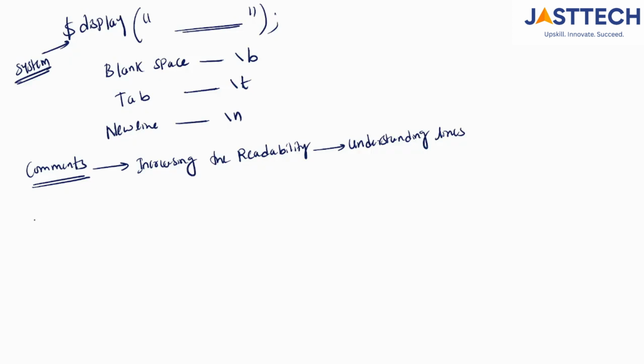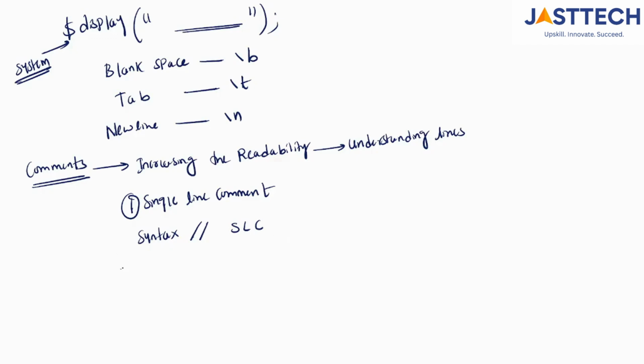Okay, there are two types of comments. Suppose, single line comment. Single line comment, the syntax will be like this. It will be two slashes. So you can write SLC, like this you can write. Okay, this is single line comment.